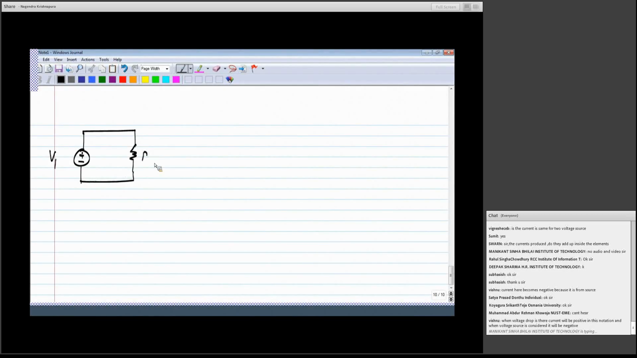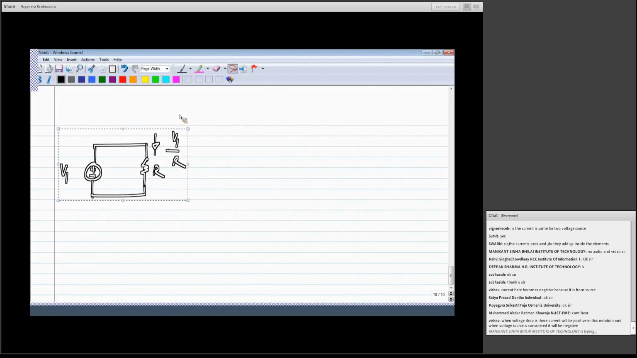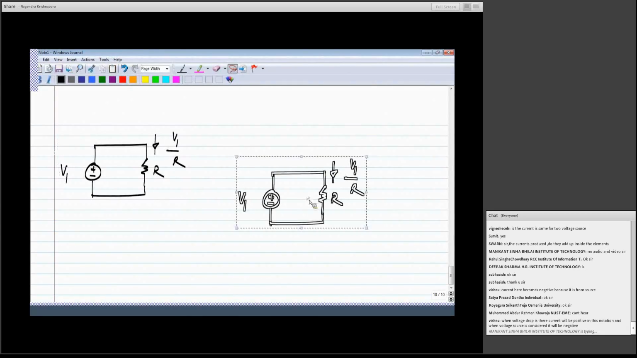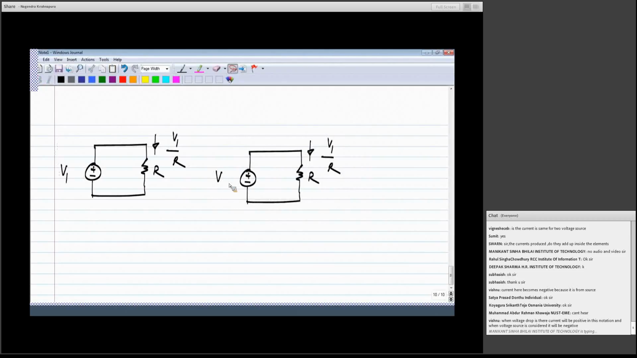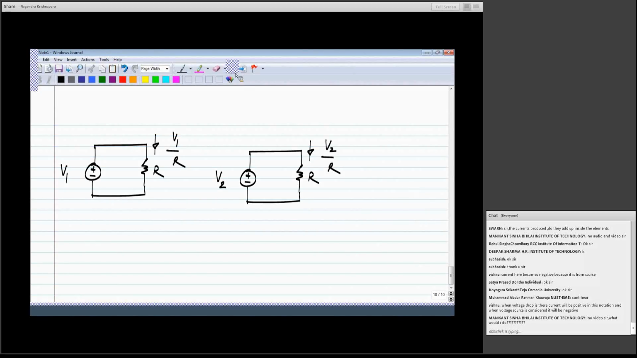I apply V1 across a resistor R. The current flowing would be V1 by R. Similarly, if I have a voltage V2 applied across a resistor, the current will be V2 by R.